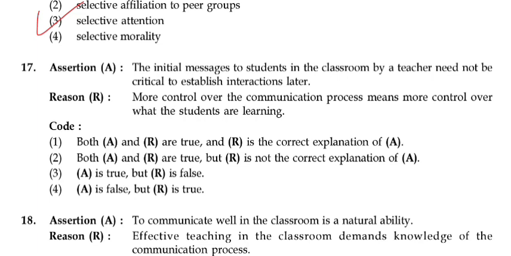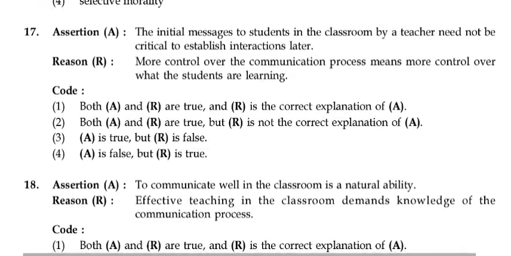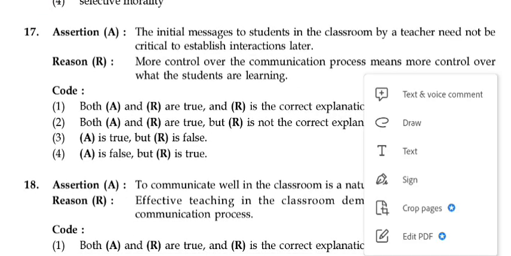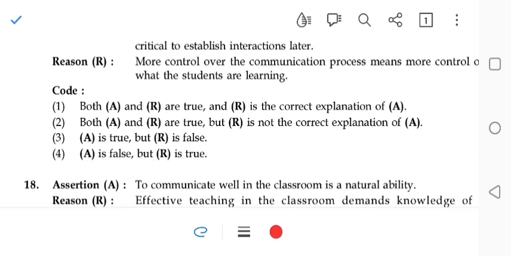Both A and R are true but R is not the correct explanation of A. A is true but R is false. A is false but R is true. 17, it will be number 4. That means the assertion is not correct, it is false, but the reason is correct. Number 4.